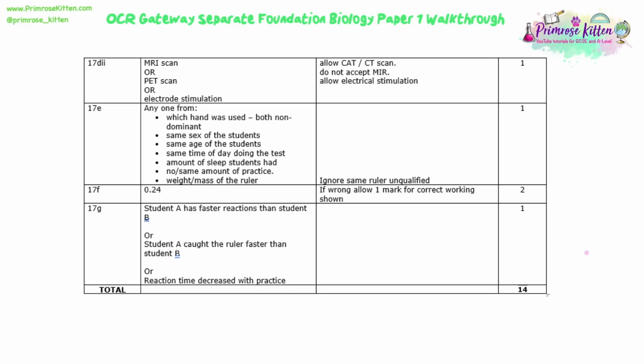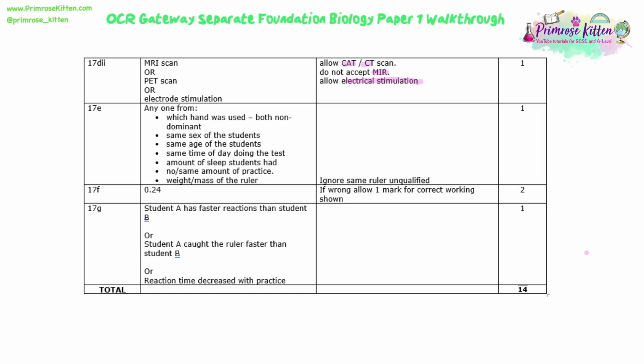There's lots of options for the next part. You can have an MRI scan, or a PET scan, or electrode stimulation, or electrical stimulation, that's also fine. Just make sure that you have used MRI and you haven't accidentally put the letters around the wrong way. And you can also have a CAT or a CT scan as well. Any of those options, there's lots of them. Just be careful when you're using those acronyms and the letters.